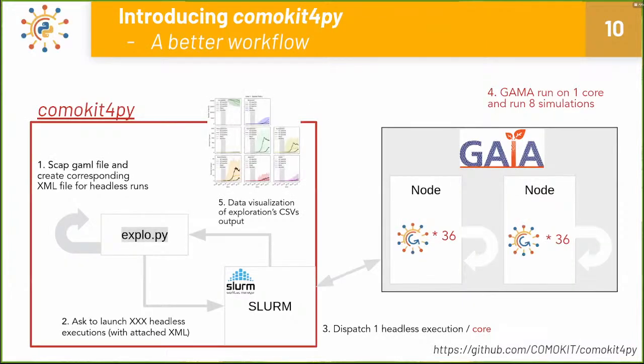And that's why we did develop the Comokit for Pi library, which is pretty much going to handle all that first part in one script. So what it does, it creates all the needed files for the exploration from the GAMA Deck side. It can launch the GAMA exploration on Slurm on any kind of servers by itself very simply. And after, we did change all the R post-processing scripts into that library. So actually the idea is to simplify the workflow for people developing, so for us in the Comokit project.